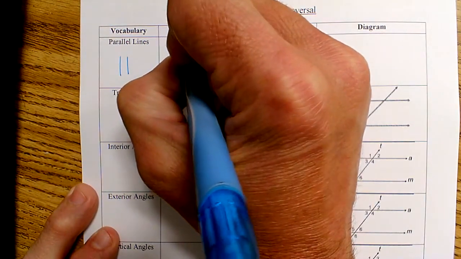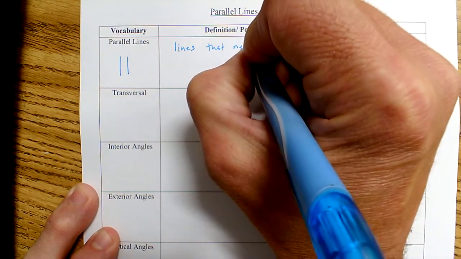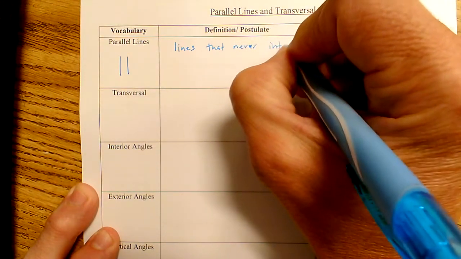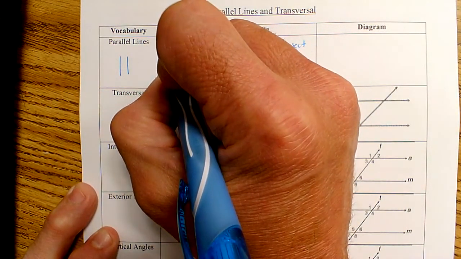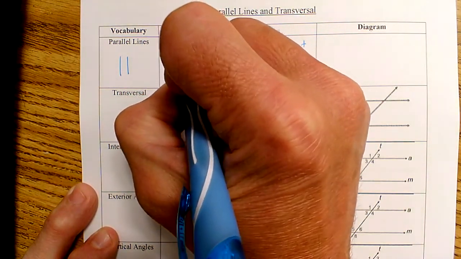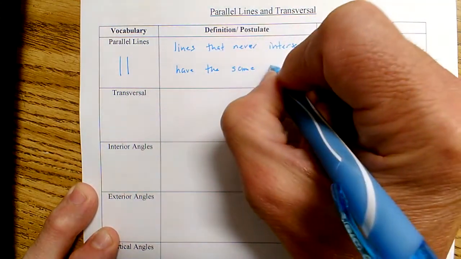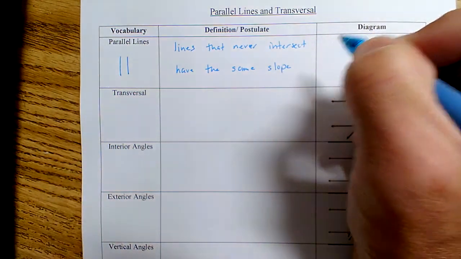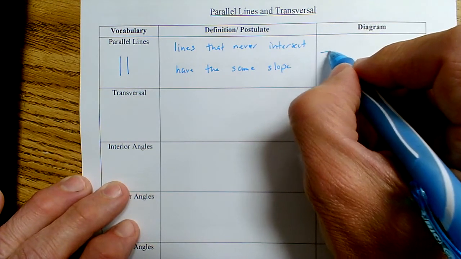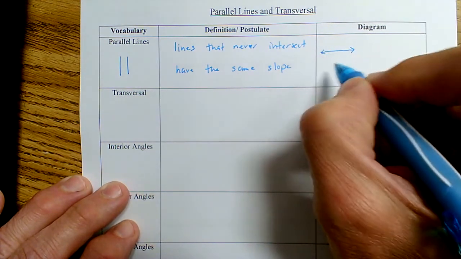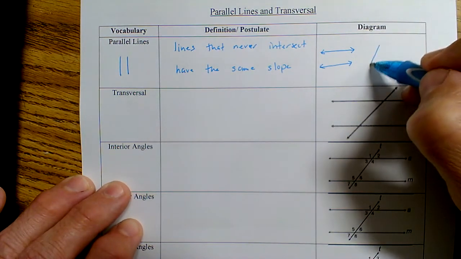Parallel lines are lines that never intersect. If you are talking about parallel lines on a coordinate plane, they have the same slope. And parallel lines, as you can see, there are some images of parallel lines over here. Typically they are going to be going left or right. However, you could have some that go at a diagonal.